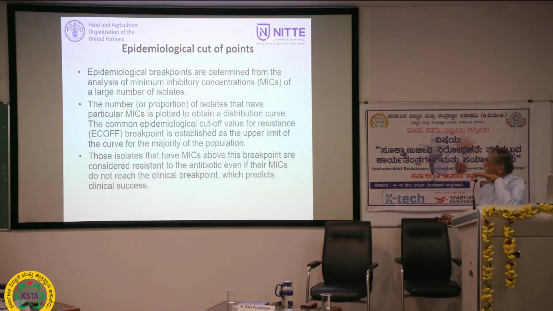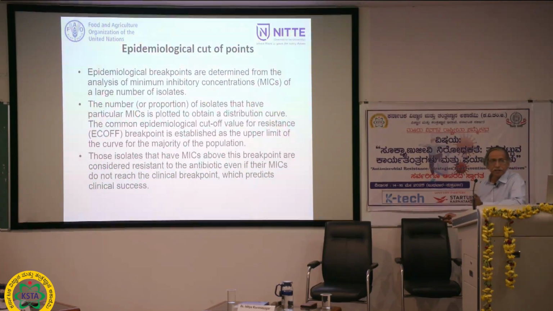One is epidemiological cutoff points, which are breakpoints determined from the analysis of MIC for a large number of isolates. So you need to have a large collection of isolates and determine the MIC, and then determine the distribution, and then see at what point most of these organisms are inhibited.